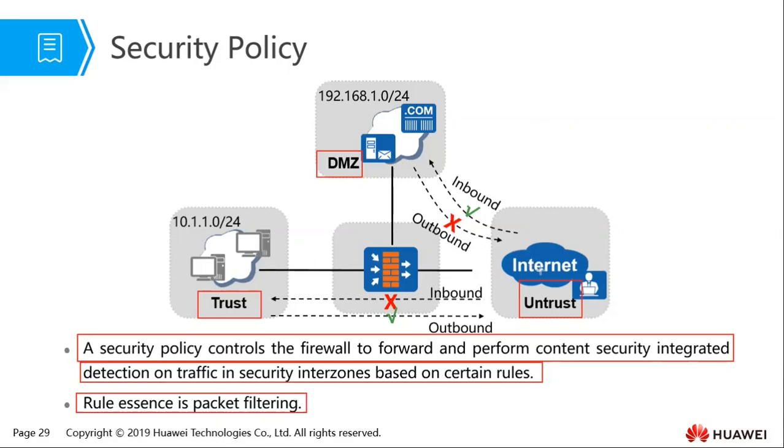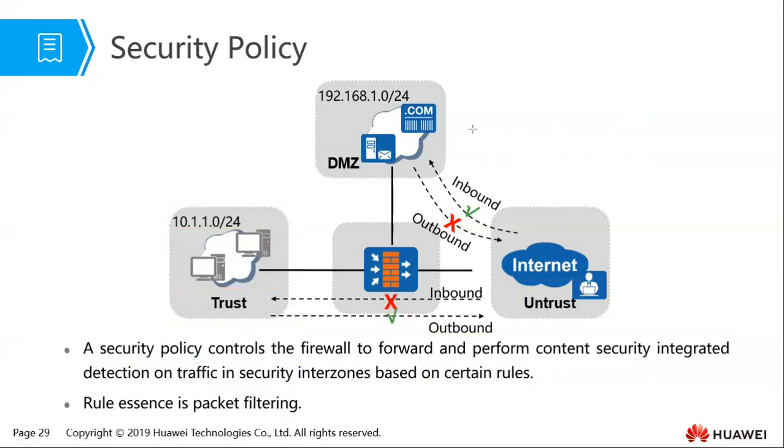So in this particular example, we are disallowing traffic from the untrust zone to the trust zone, while allowing traffic from the trust zone to the untrust zone. So what does that mean? Users of your network here can access the internet, but anyone on the internet cannot access your intranet. This is your intranet. So people from the internet are not supposed to access it.